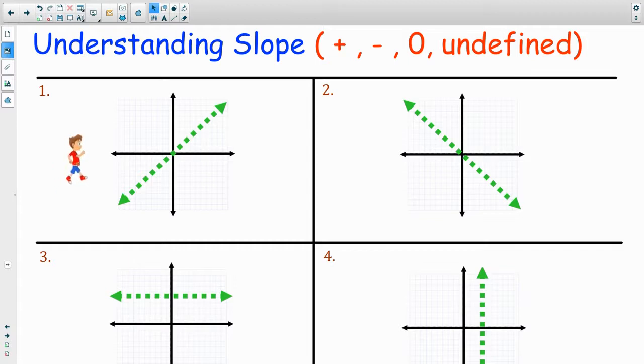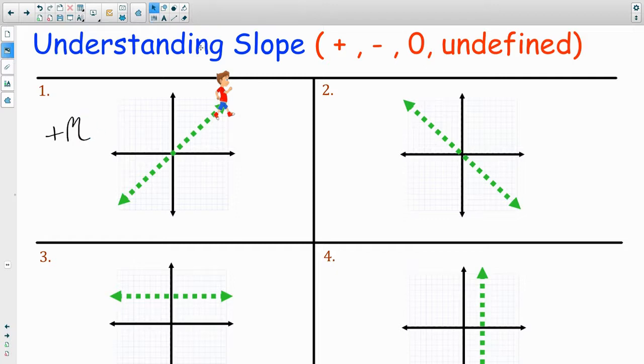And I sometimes like to think of somebody who's always going to be walking from left to right across the screen. And you can see when my little walker here is walking from left to right and he gets to the line, he's going to be walking uphill. So this is how we identify a positive slope. It's as easy as that.